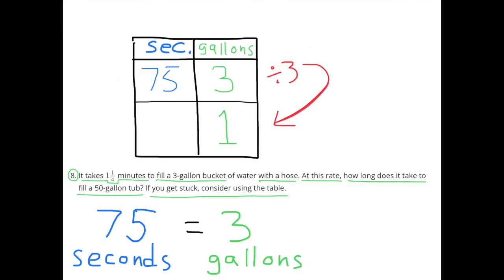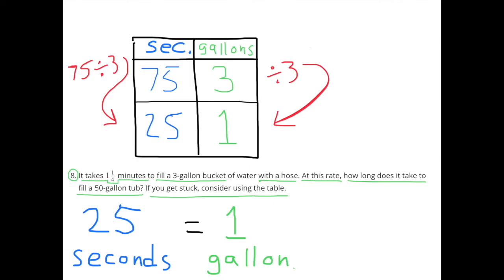So 3 gallons divided by 3 equals 1. Since I've made the right-hand column 3 times smaller, I'll also have to make the left-hand column 3 times smaller. 75 divided by 3 is 25. Now I know that it takes 25 seconds to fill 1 gallon.